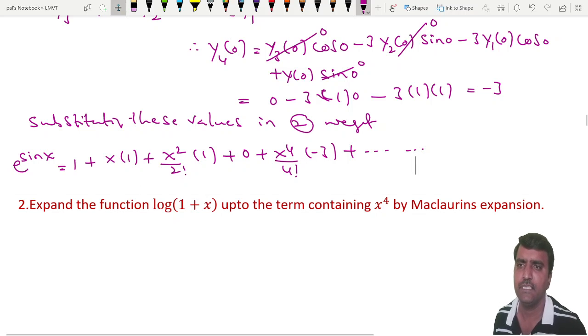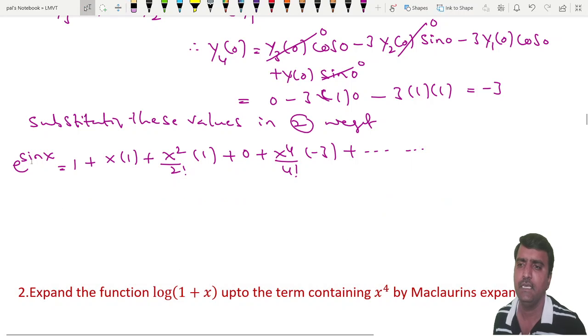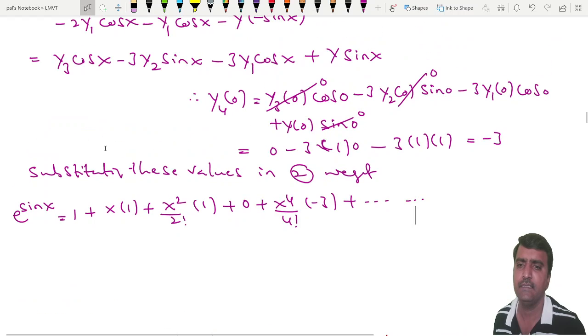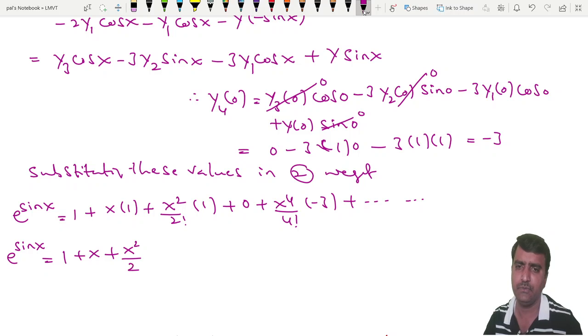So you can write one more step, that is, e to the sin x can be written as e to the power sin x is equal to 1 plus x square by 2 minus 3 into x to the power 4 divided by 4 factorial. 4 3s are 12, 12 2s are 24, 24 plus and so on.